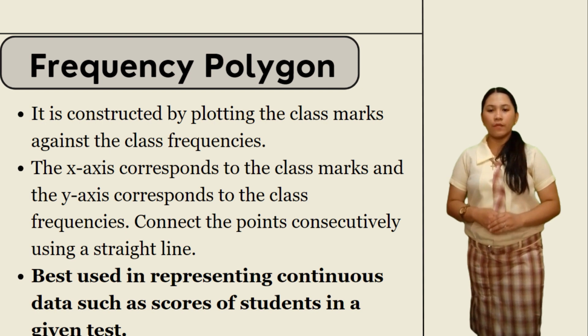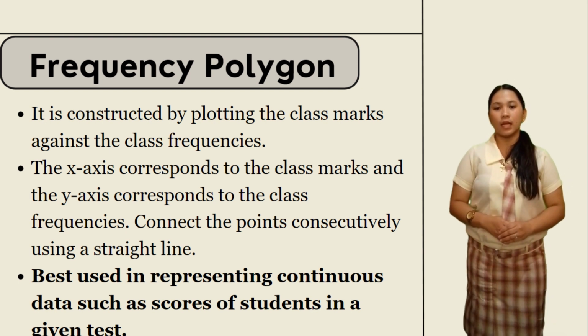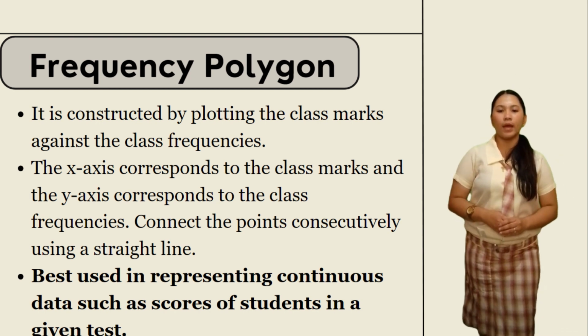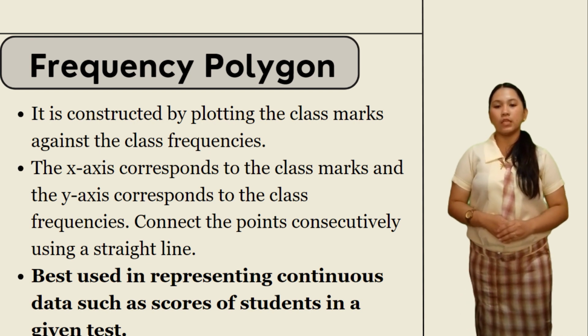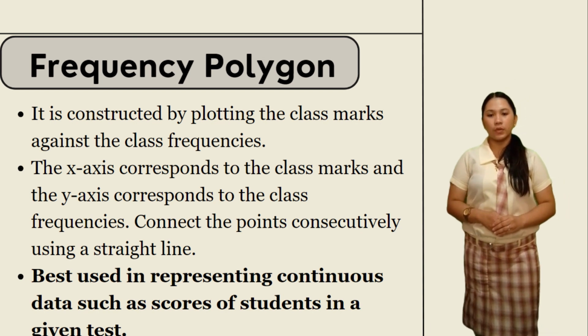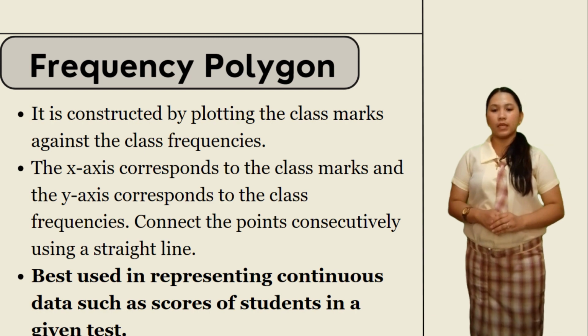And now let's go to the frequency polygon. It is constructed by plotting the class marks against the class frequencies. The x-axis corresponds to the class marks and the y-axis corresponds to the class frequencies. Connect the points consecutively using a straight line. A frequency polygon is best used in representing continuous data, such as scores of students in a given test.